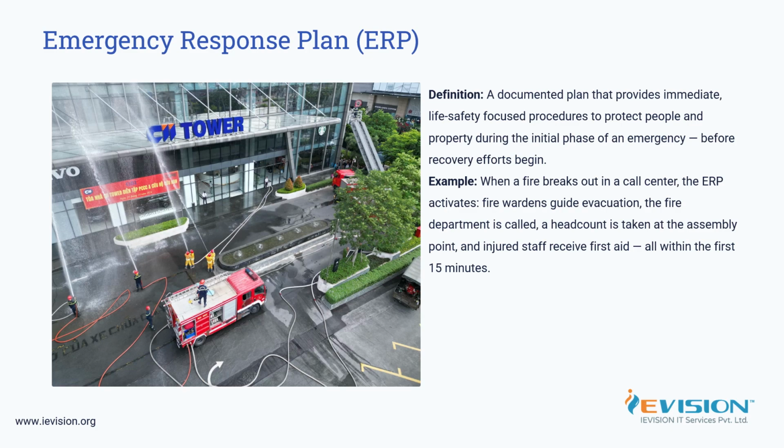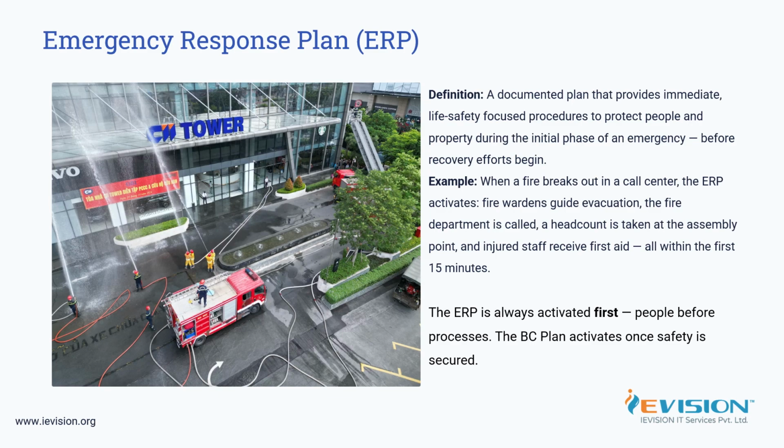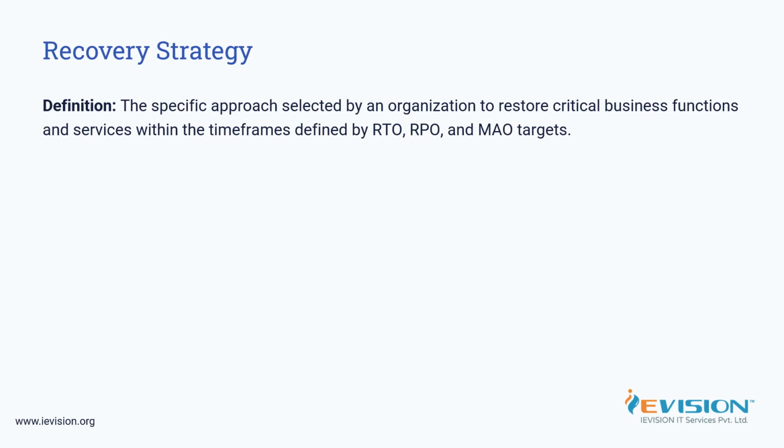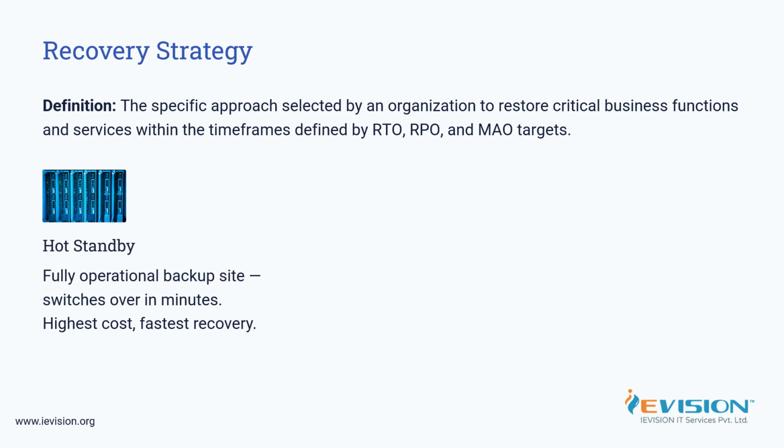Okay, you have to reach the safe assembly area within the time frame that you have defined. All right. The emergency response plan is always activated first. People before process. The business continuity plan activates once safety is secure for the people. Recovery strategy is the specific approach selected by the organization to restore the critical business functions and services within the time frame defined by RTO, RPO and MOO.